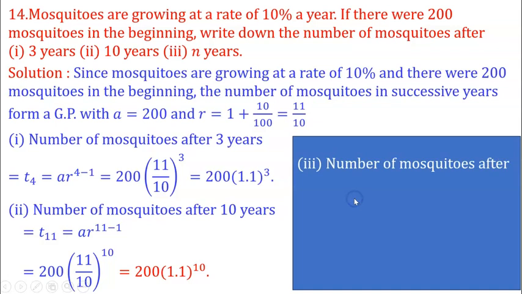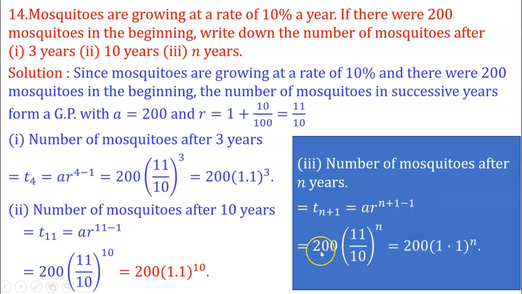And next, after n years, the number of mosquitoes after n years is equal to T(n+1), which is equal to A into R to the power n plus 1 minus 1, that is equal to 200 into (11 upon 10) to the power n, which is equal to 200 into (1.1) to the power n.